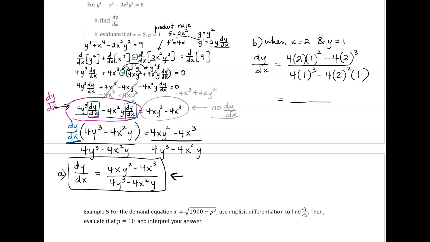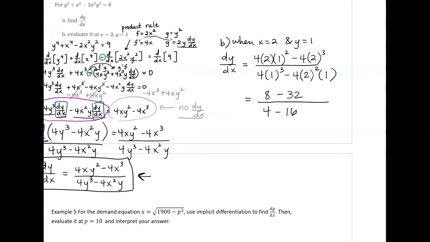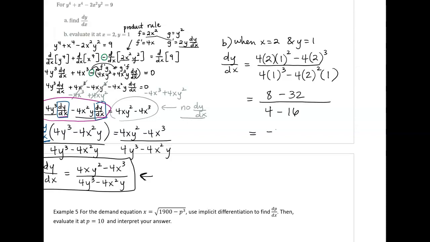And now we will simplify this. So 4 times 2 times 1 squared is 8, minus 4 times 2 cubed is a minus 32. In the denominator, 4 times 1 is 4, minus 4 times 2 squared is 16. So simplifying this, 8 minus 32 is a negative 24, 4 minus 16 is a negative 12, and negative 24 divided by negative 12 leaves us with a positive 2.